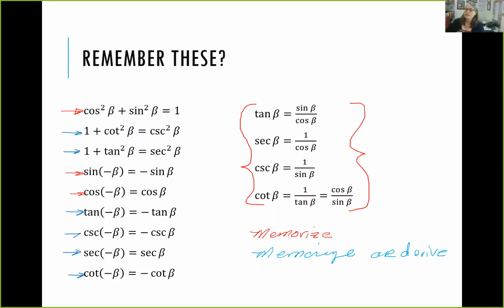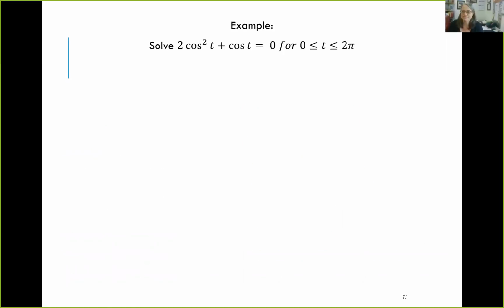Okay, so let's start looking at examples of how we apply these things. And we're going to do a couple where we actually don't use identities. So let's start by solving this equation. Now this equation looks like it could be quadratic. It's almost quadratic, except we've got cosine instead of x. What we usually say is this is quadratic in cosine.